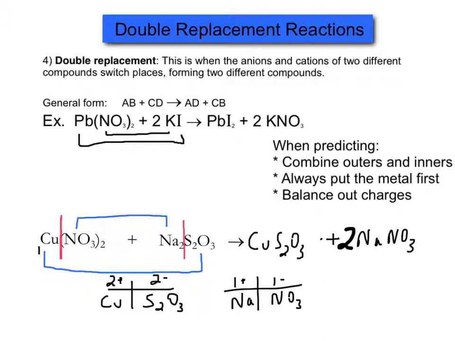So this one's kind of a complicated one for the double replacement reaction. We had to first combine the outers and inners, and so we combined the copper with the thiosulfate, and for the inners we combined the sodium with the nitrate. When we wrote the formula for the second compound, we made sure that we kept the sodium, which was the metal, listed first. And we always have to balance off the charges when we do ionic compounds. So we checked and made sure that we didn't have to add any subscripts. Once we have the formulas written, that's our skeleton equation, and then the last step is balancing.